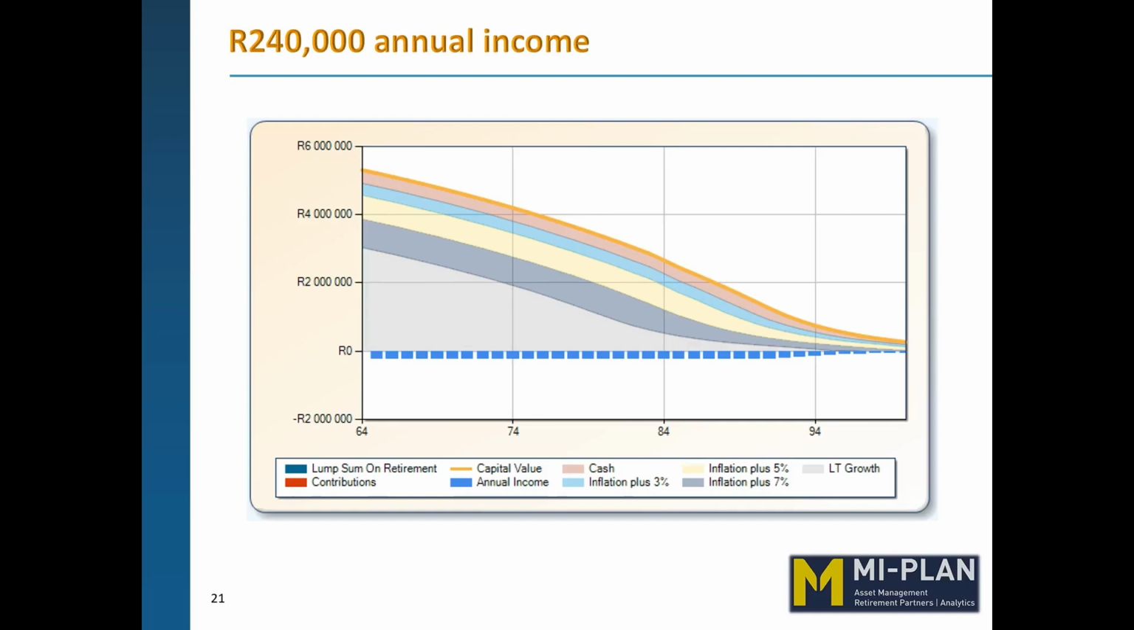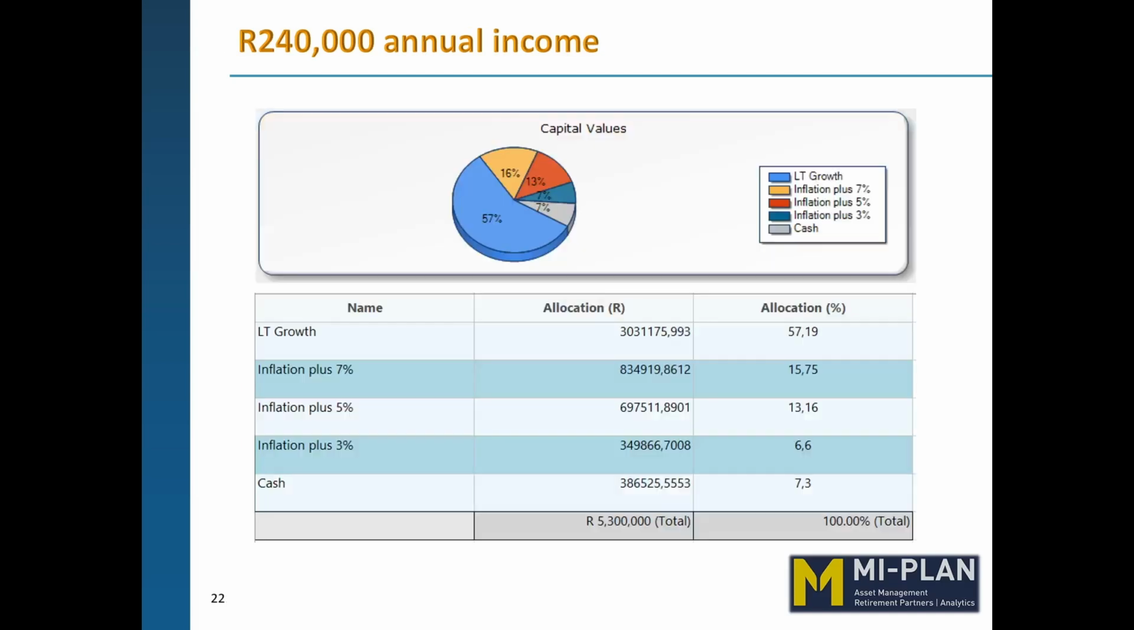So withdrawing an annual income of 240,000, you can see how the amount of capital which has gone into the pink section, the cash category, has increased marginally, and the amount of capital going into the light gray section, the long-term growth category, has decreased. So in the table, you can see that now we've got 7.3% when we're drawing an income of 240,000, whereas we previously had 6.07%. And we've got 57% in the long-term growth category, whereas previously we had 64%.